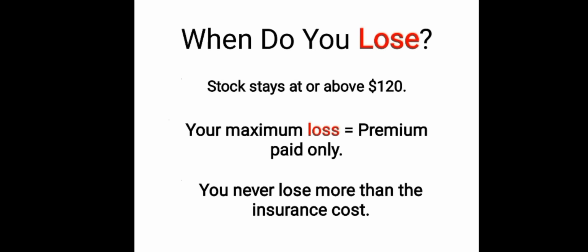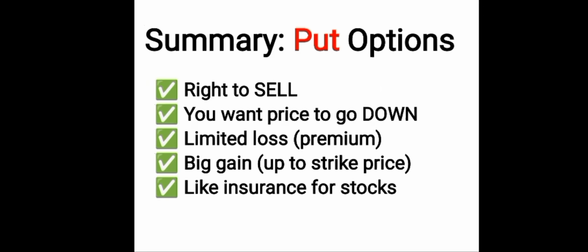When do we lose? We lose when the stock stays at or above $120. Our maximum loss is the premium we paid, and we will never lose more than the insurance cost. So, summary for put options: we have the right to sell, we want the price to go down, and our loss is limited to the premium cost. We can make a big gain up to the strike price, and it's like insurance for stocks.